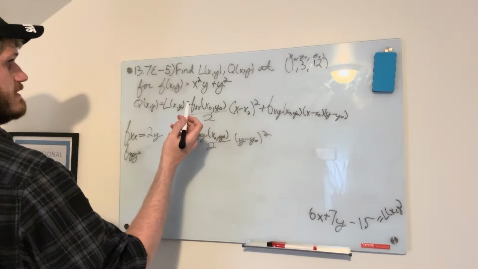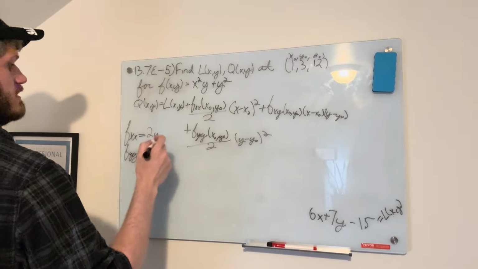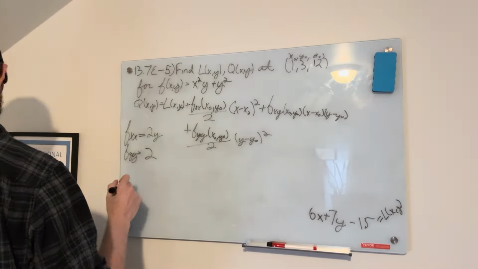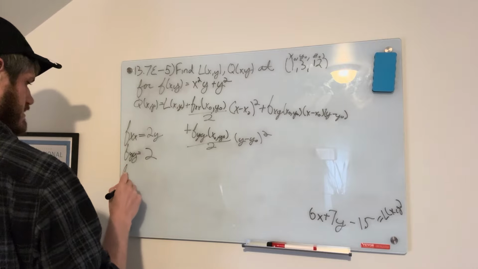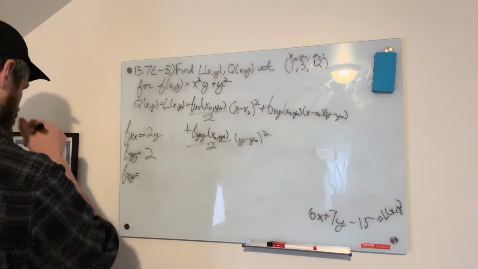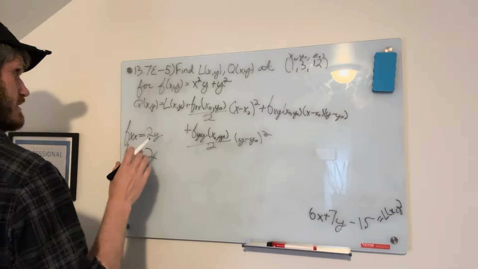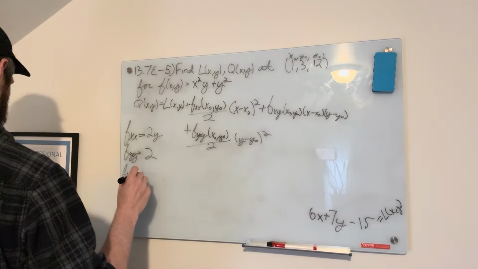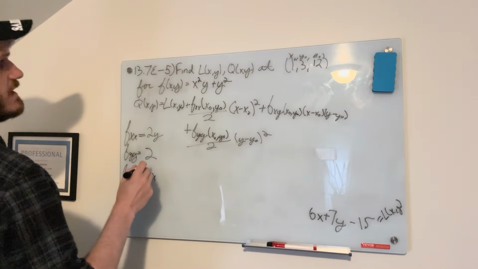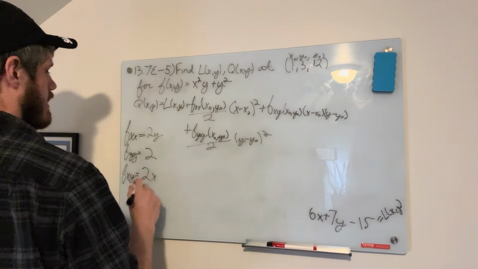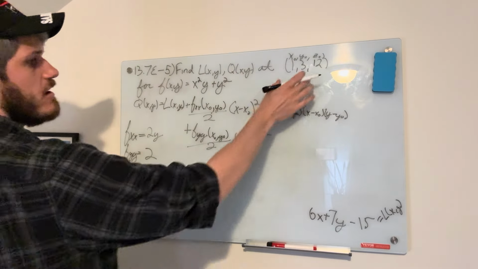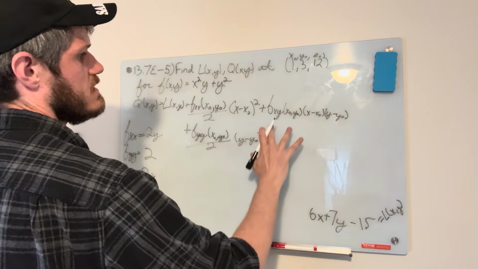which is 2, yeah? Yep. And then this mixed partial ends up being 2x, yeah, 2x. So then we want to evaluate all of these at our point, because that's what we end up using, the information.